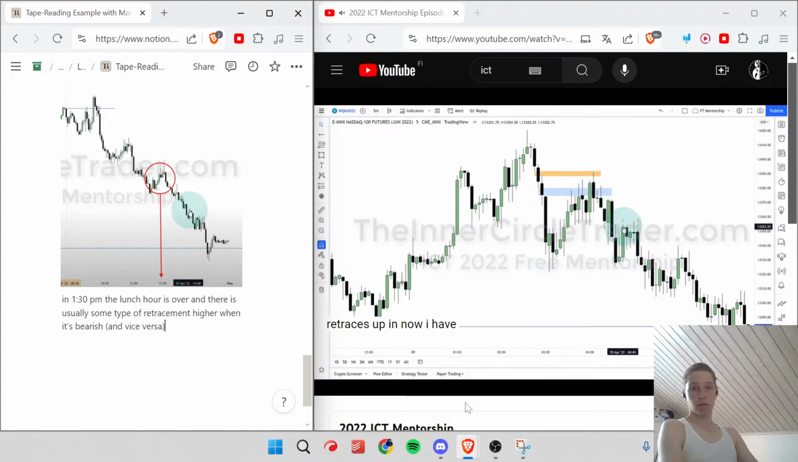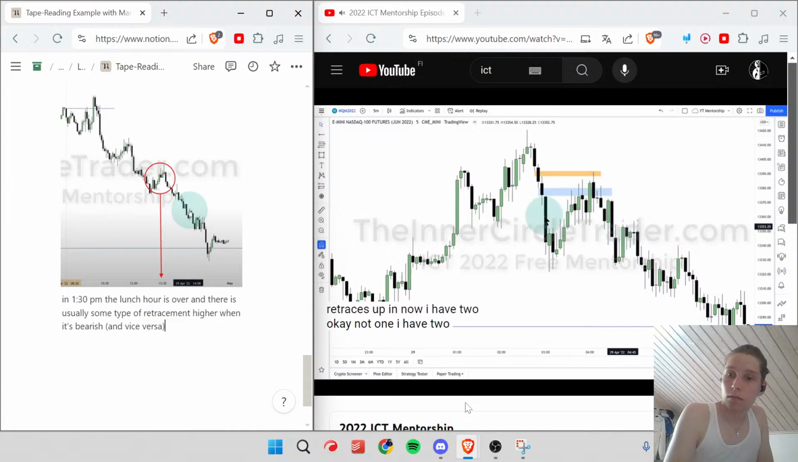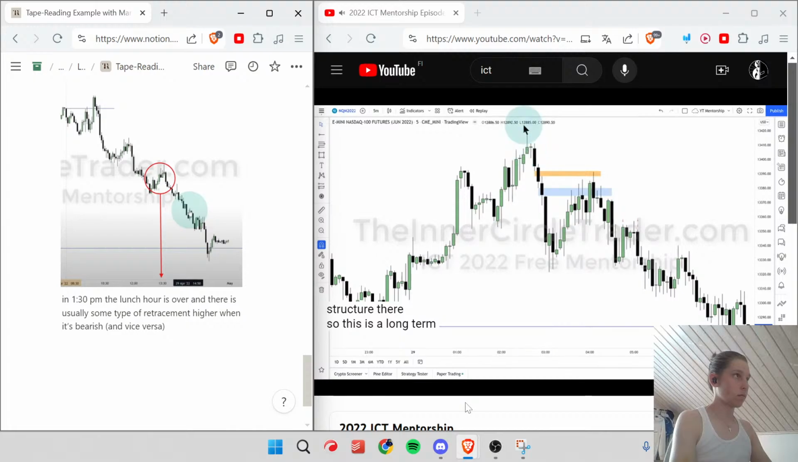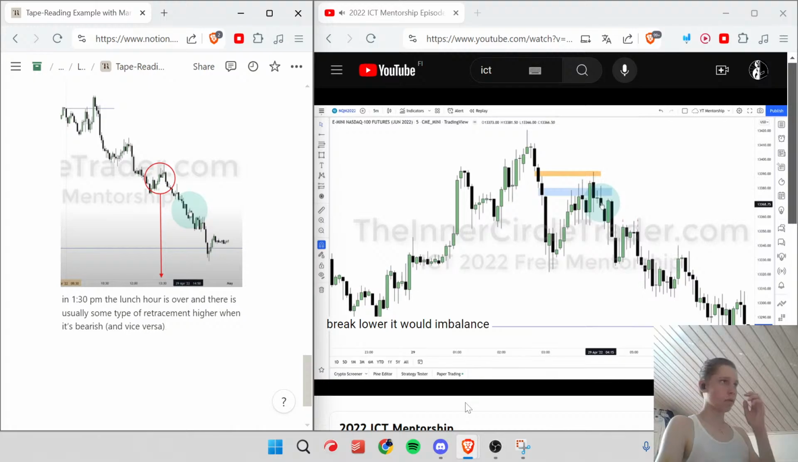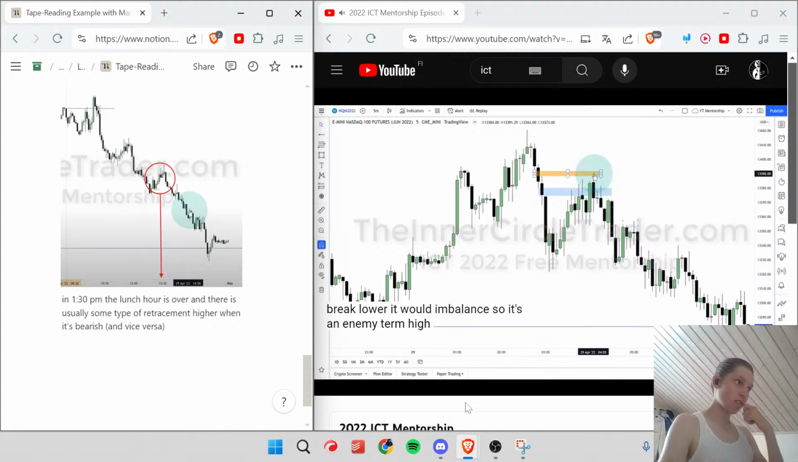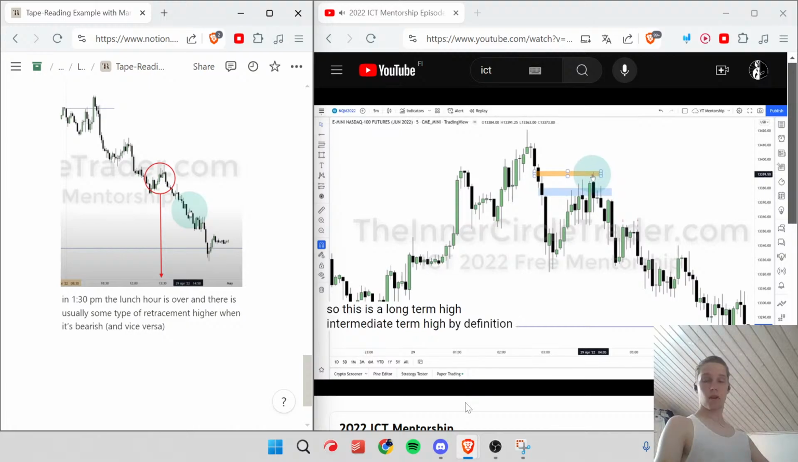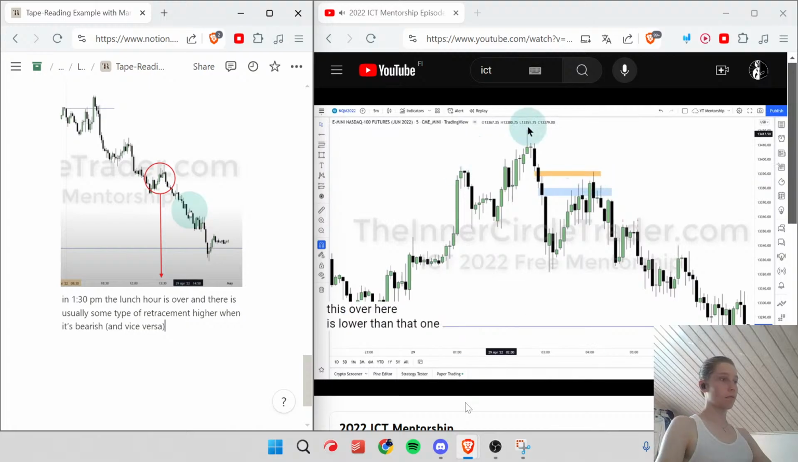Retraces up in. Now I have two, okay, not one, I have two narratives in play. This one here, where we have a shift in market structure there. So this is a long-term high. Here, we have another break lower with imbalance, so it's an intermediate term high. This is a bigger one than that one, right? So this is a long-term high, intermediate term high. By definition, they're both intermediate term highs because they have imbalances. But this one is lower than this one. And this over here is lower than that one. So this is a turning point, making this, by the hierarchy of swing points and market structure, a long-term high. Intermediate term, because of the imbalance. But how they nest together for market structure, long-term, intermediate term.